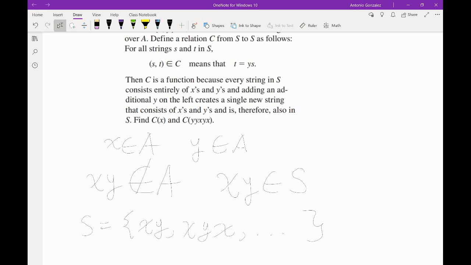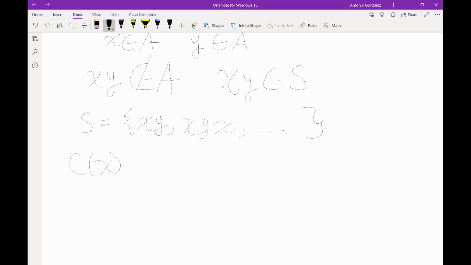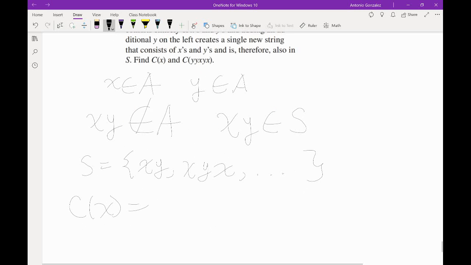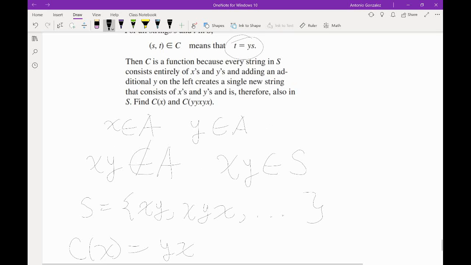The next part states that C is a function because every string in S consists entirely of X's and Y's, and adding an additional Y to the left creates a single new string that consists solely of X's and Y's, also in S. So it says find C of X. Looking at the definition, C of X would be YX, so we just put a Y to the left of the string.